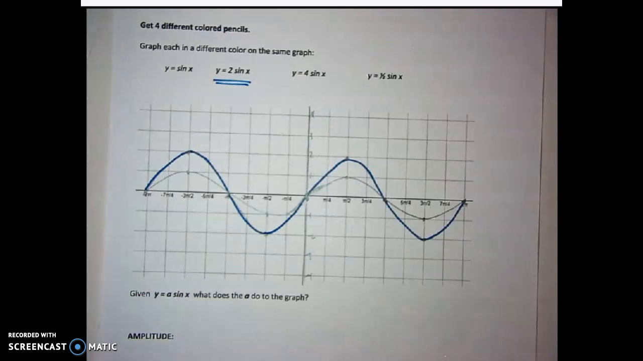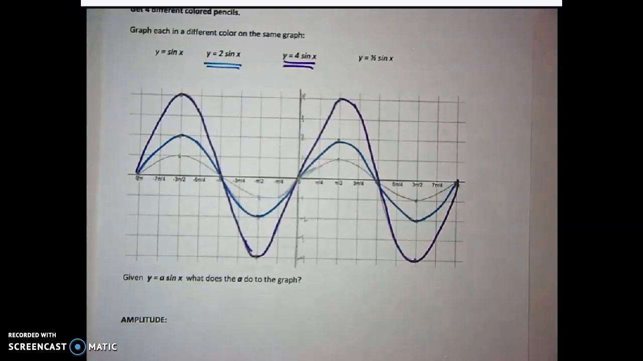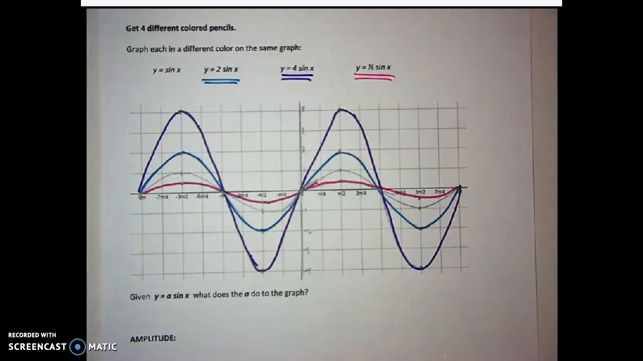There you can see I have graphed y equals 2 times the sine of x. Now I've added y equals 4 times the sine of x. And finally I've added y equals 1/2 times the sine of x. What does that coefficient a do to the graph? It's the amplitude. It's going to tell you how high or how low each peak or valley reaches. So it's the peak amplitude of the graph.